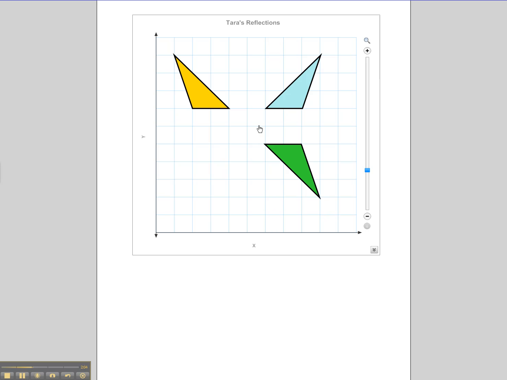The textbook asks us a few questions. Question A says, suppose Walid uses the same two translation rules, but he does it in reverse order. In other words, he translates the yellow triangle using the rule right 2, up 1 first, and then translates it using the right 3, down 2. He did this in the reverse order in our first example, but we want to know what the final image will be and if it will be the same.